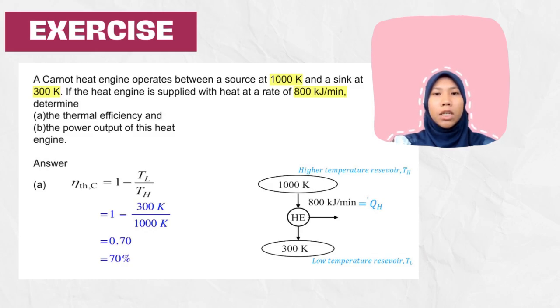Thermal efficiency equals 1 minus the low temperature reservoir TL over the higher temperature reservoir TH. Since the values of TL, 300 Kelvin, and TH, 1000 Kelvin, have been given in the question, we just need to substitute the values into the formula. We get 0.70, which is 70%, the maximum efficiency of this heat engine.